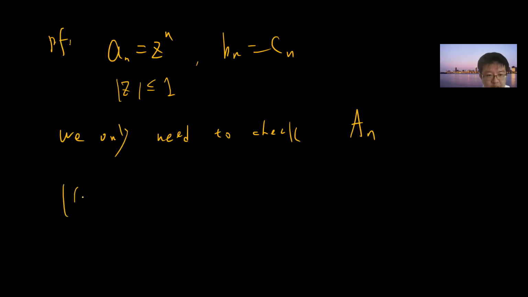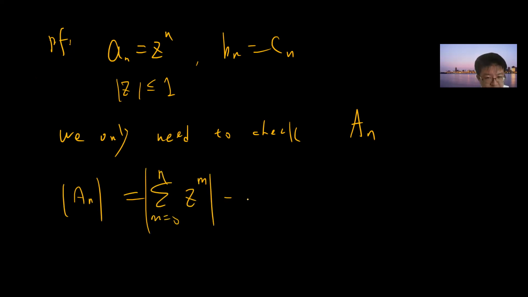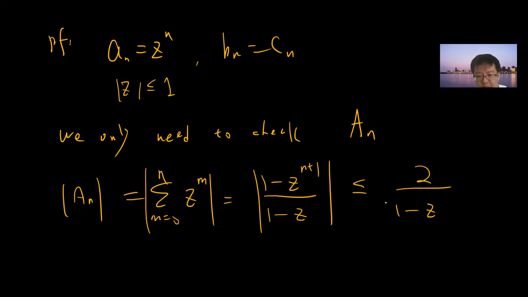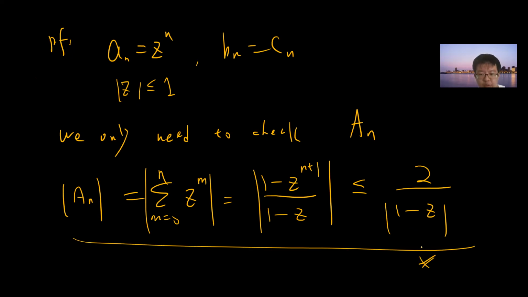Okay, so let's see how to bound this A_n. This is the sum over m from 0 to n of z^m, so this is easy to bound because this is (1 minus z^(n+1)) over (1 minus z). So we can control this. This is less than or equal to 2 over |1 minus z|, because if |z| is less than or equal to 1, you can use the triangle inequality to make the numerator 2. And the only case is that z is not equal to 1, then this is okay, which proves the result.